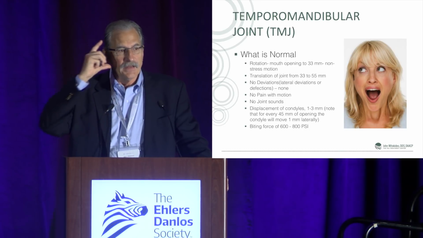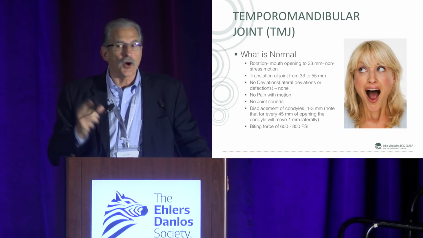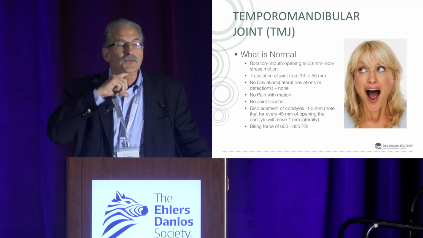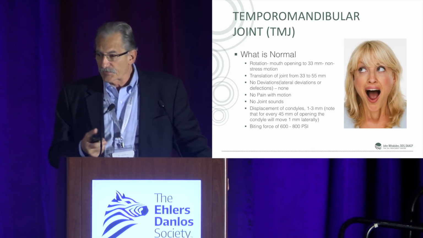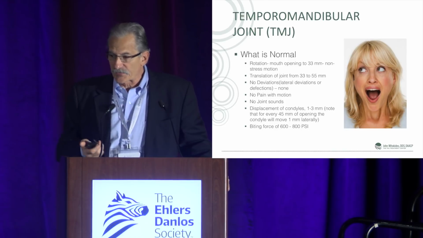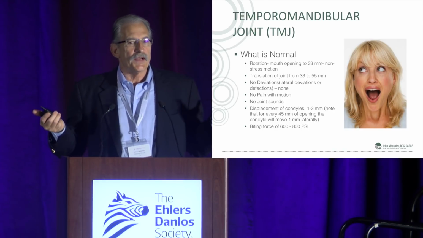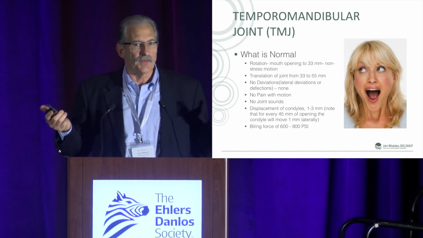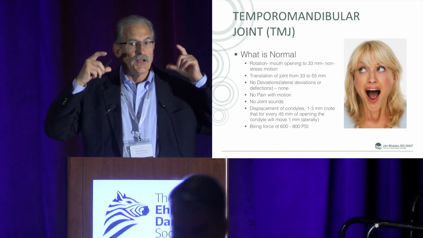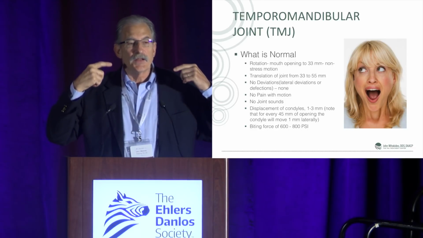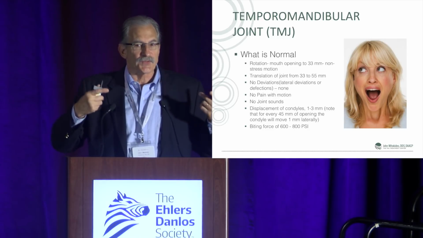But keep in mind that everything in your head that you see are all closing muscles. The openers are actually under your chin. So when you look at somebody and you're trying to figure out what's going on, normal rotation for a mouth opening is 33 millimeters, and that's where the rotation just rotates inside the joint. And when you open wider than that, the joint will actually translate.